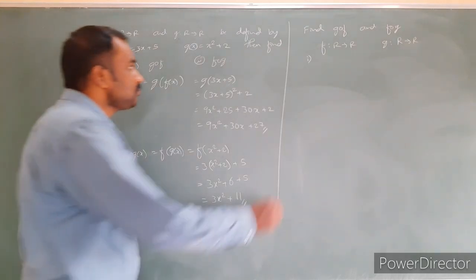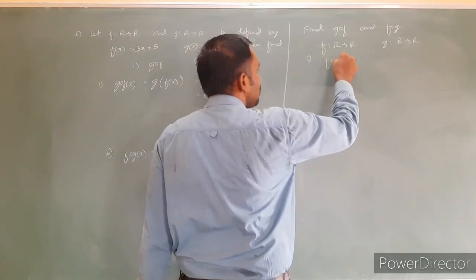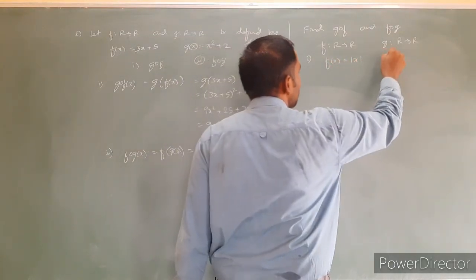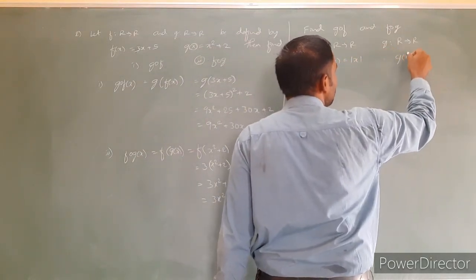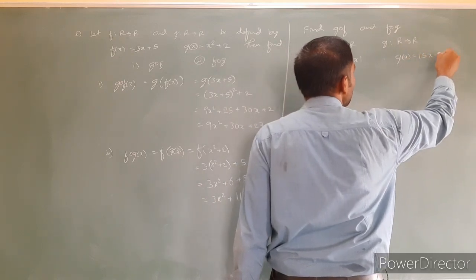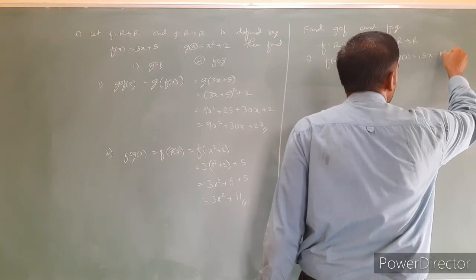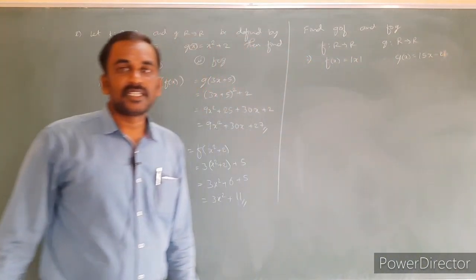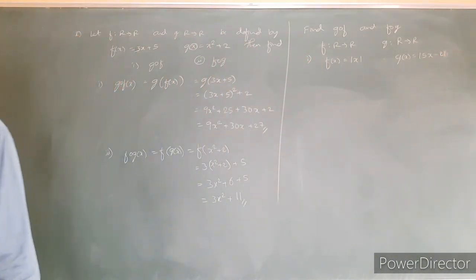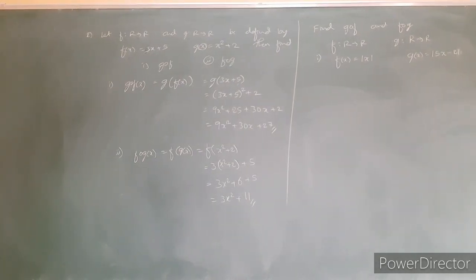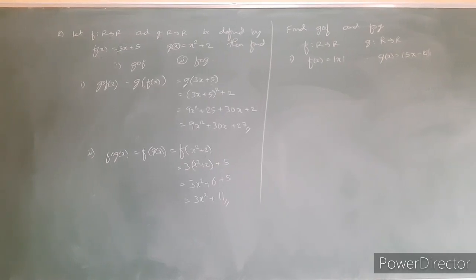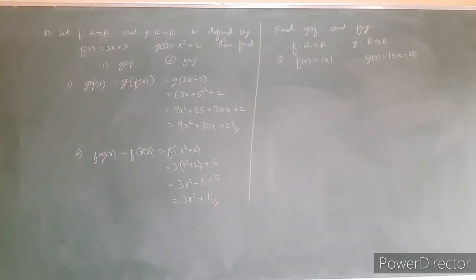First one. f of x is equal to mod of x and g of x is equal to mod of 5x minus 2. Yes, try to find f circle g and g circle f for these two particular examples. Very simple. You can easily solve this one. Find f circle g and g circle f.